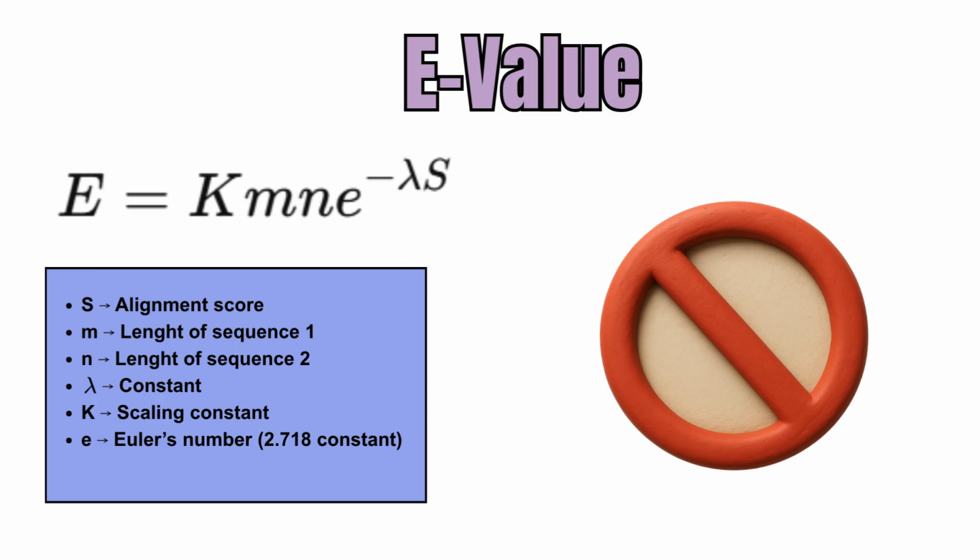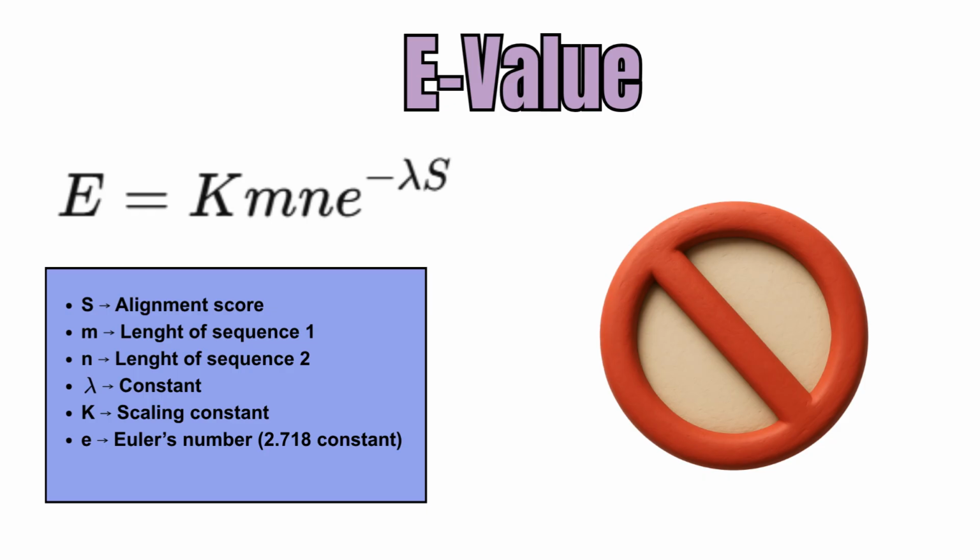Now, K is another statistical constant that depends on the size of the search space and the properties of the scoring system. Like lambda, K is obtained through empirical calibration using large datasets, so it is not available for direct calculation in this analysis. As well, the e-value depends on the size of the dataset being searched. Since we are only comparing two sequences and not performing a database search, this parameter is not defined.